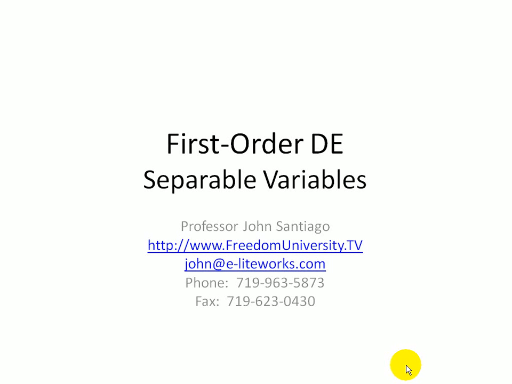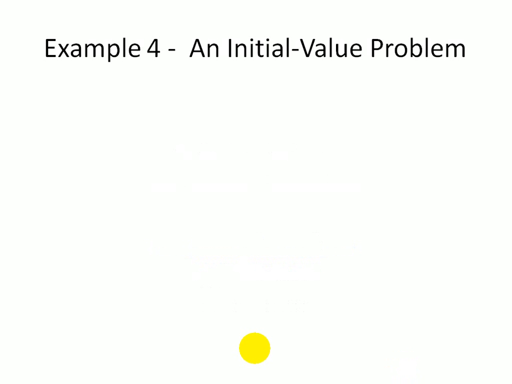We're going to continue our discussion with first-order differential equations using the method of separable variables, and we're going to apply this method to an initial value problem. Here's another example of an initial value problem. You're going to have to recall some trigonometric identities as well as integration by parts.